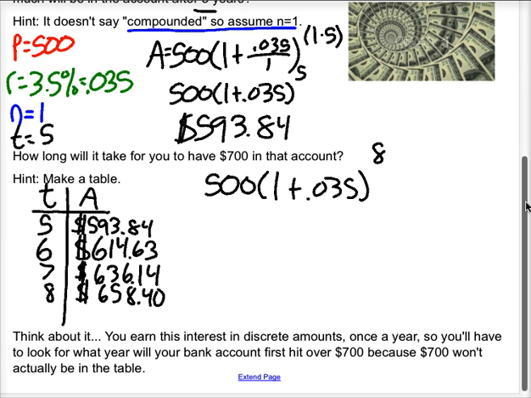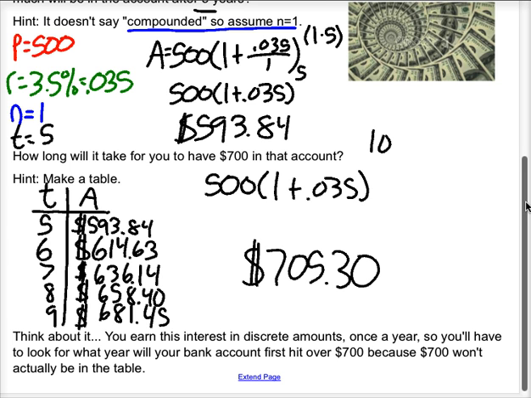Now, this doesn't seem to be increasing very quickly, but we do want to make sure that we're careful and we check each value. So let's check 9. I plug in 9, get $681.45. So we're getting very, very close. And finally, let's try 10. When I plug in 10, I finally hit over $700. All right, so this is when t equals 10.